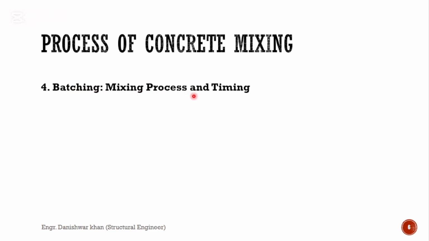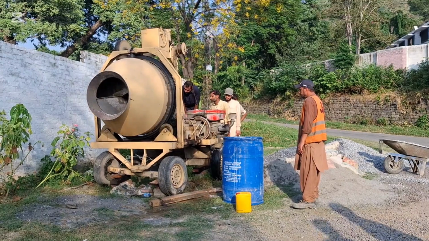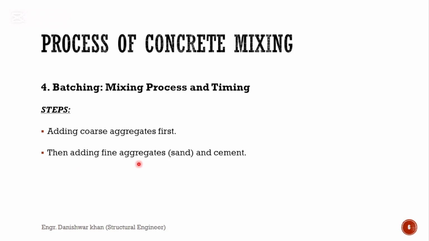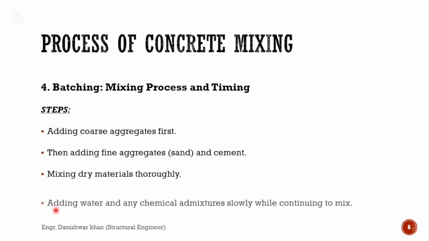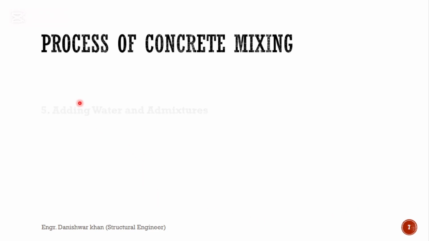Now batching, mixing process and timing. Batching is the process of combining the measured materials into a concrete mixer. Steps include adding coarse aggregate first, then adding fine aggregate, sand and cement, mixing dry material thoroughly, adding water and any chemical admixture slowly while continuing to mix.